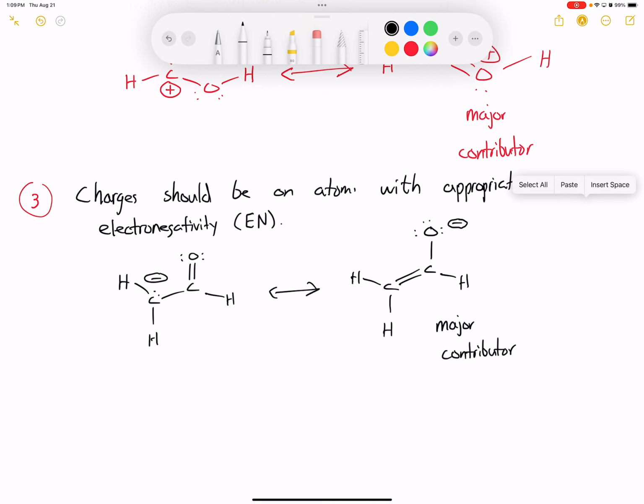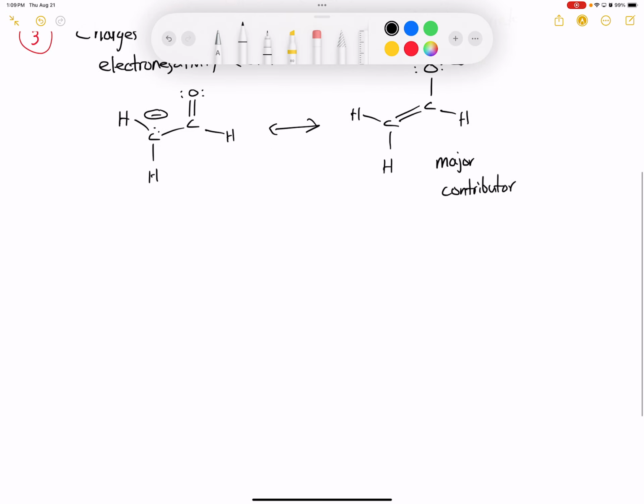Okay, so any questions about the charges? We're okay with charge. Negative charge goes on more electronegative elements. Positive charge can be on hydrogen or on carbon primarily. Or if you have something like oxygen and nitrogen, the positive charge will prefer to be on nitrogen because that's less electronegative than oxygen. Okay? All right. Any questions? No? All right.